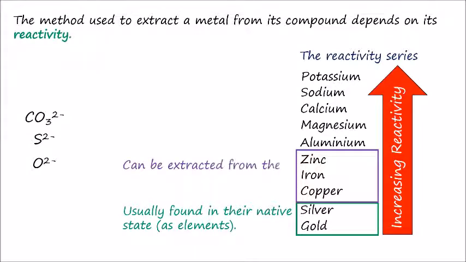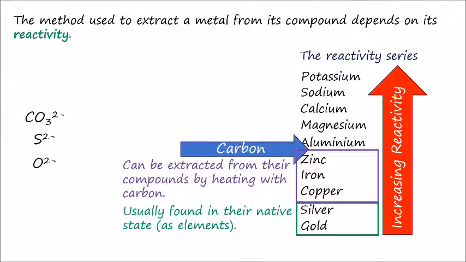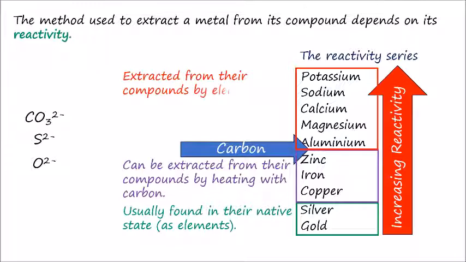Although it is not a metal, carbon is often inserted into the reactivity series as a guide to show which metals are more and which metals are less reactive than it is, because only metals less reactive than carbon can be extracted by heating with carbon. Above carbon are listed the metals that are more reactive. Potassium is listed in the top position of the series. The metals that are more reactive than carbon are extracted from their compounds by electrolysis.